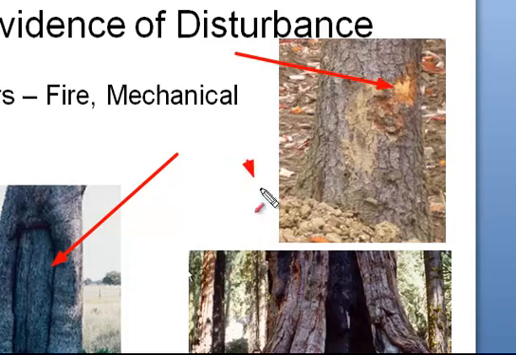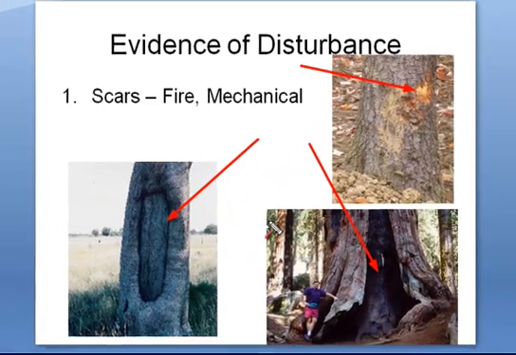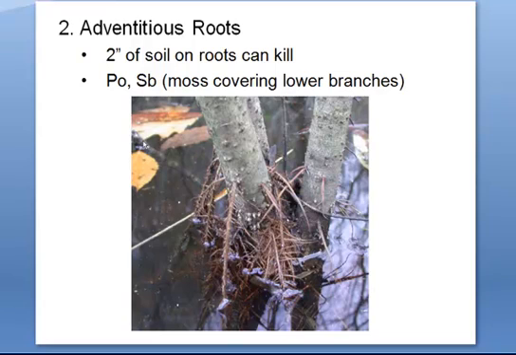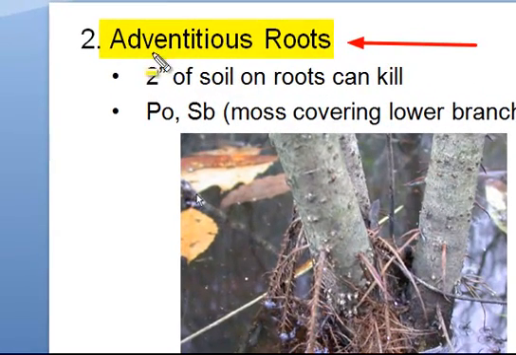And then you can get really severe things like fire damage, this kind here, all of which have an influence on how the tree will grow from that period on. So scars are a big component to creating disturbance of a tree. The next one, after somebody bumped a tree or there was a fire, is the idea of adventitious roots. Now, adventitious roots, as the word suggests, are take-advantage type of roots.